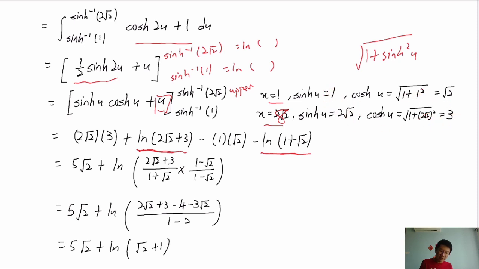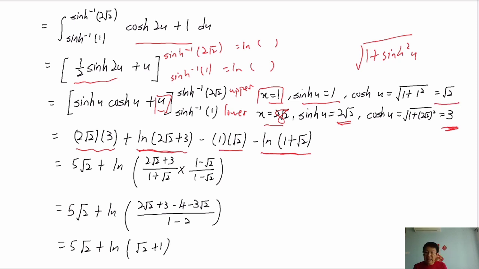Okay, let me erase it. So the upper limit is this set of values when x is equals to 8. That is our upper limit. So we just have to substitute this sinh and cosh inside the integral after we integrate. For the lower limit, this is our lower limit. The lower limit is when x is equals to 1. So we have got the value for the sinh and the cosh, and then we just sub that in.